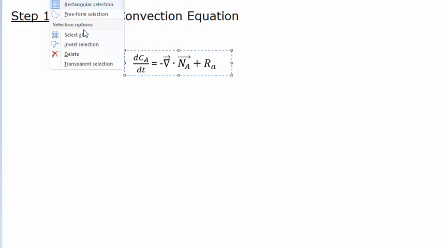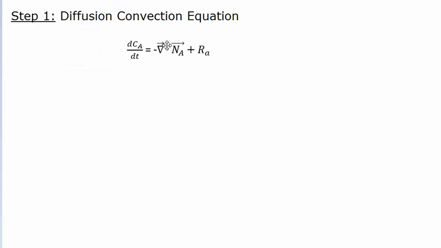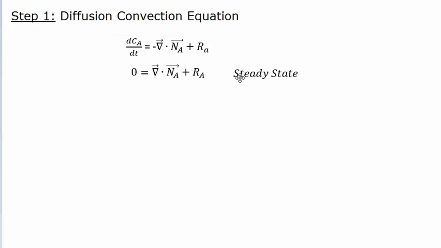Let me scroll up just a little bit. Okay. So from the previous lectures, you should be rather familiar with this step. The diffusion convection equation simply looks like this. Now we need to figure out what we're going to do with each of the terms in here, because the diffusion convection equation is a complicated partial differential equation that we need assumptions to be able to simplify and solve.